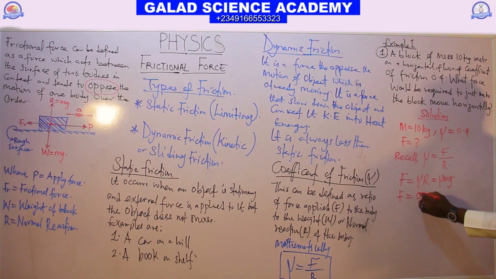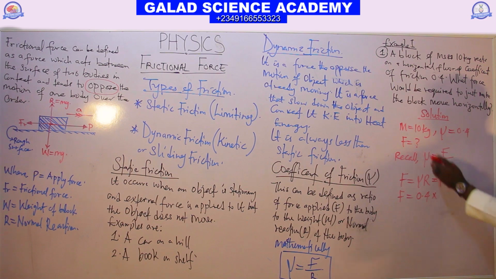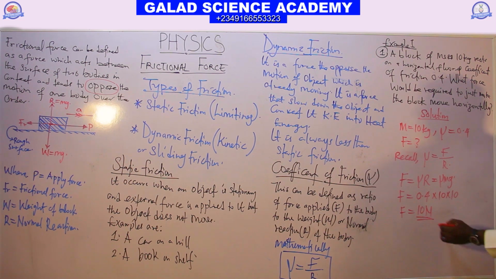If you apply it here, mu given is 0.4. The mass of the block, m, is 10. g is also 10 due to gravity. Multiply these: 10 times 10 is 100. 100 times 0.4 gives us 40 Newton. So the force required to move the block is 40 Newton.